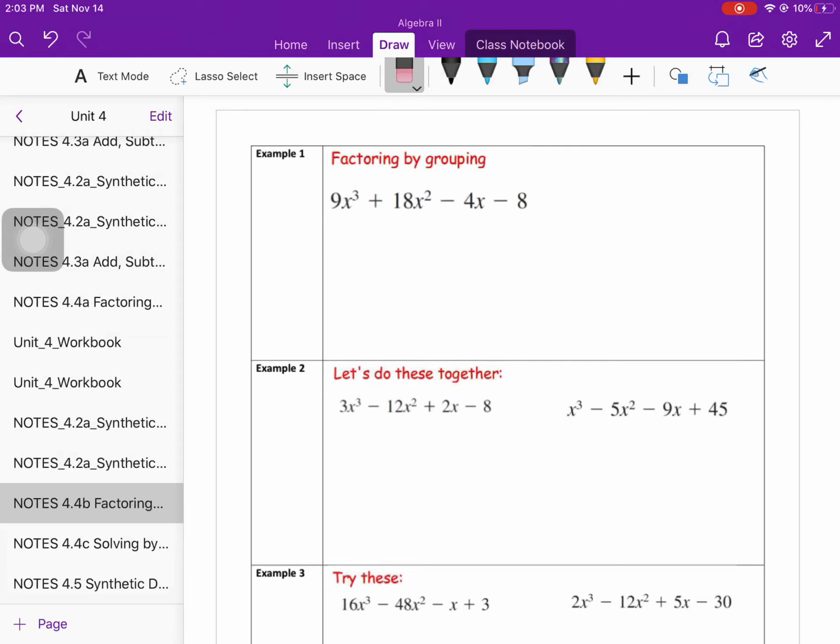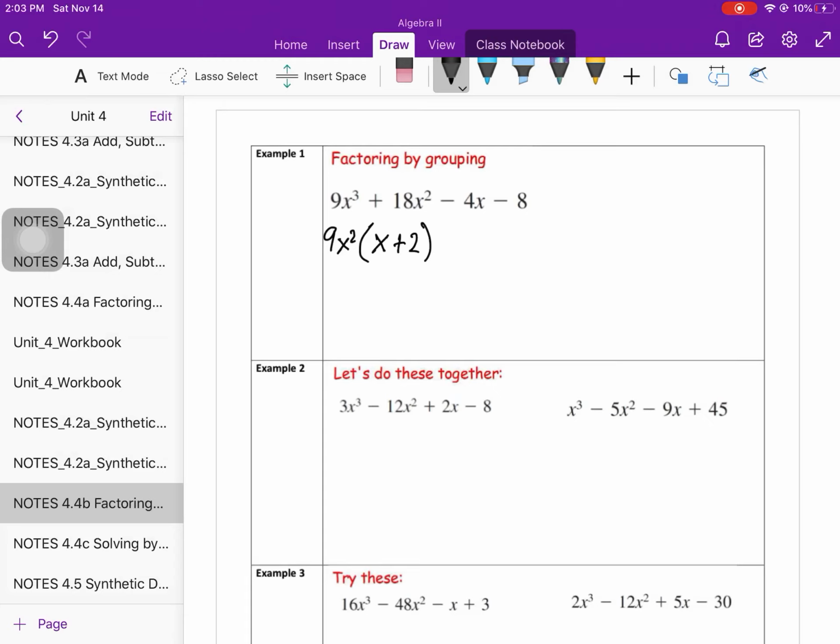Now, they both have a 9 that we can take out. 9 goes into 9 and 18. And we can also take out an x squared from both of them. Now, if I were to take 9x squared out of the first term, we're left with just a single x. Then we're going to do that to 18x squared, and we're going to be left with plus 2.